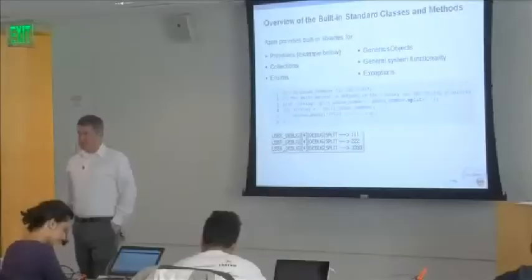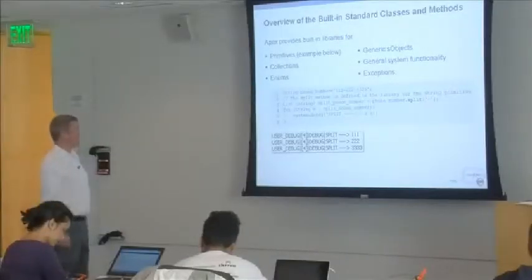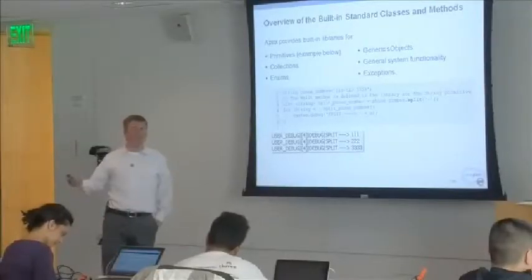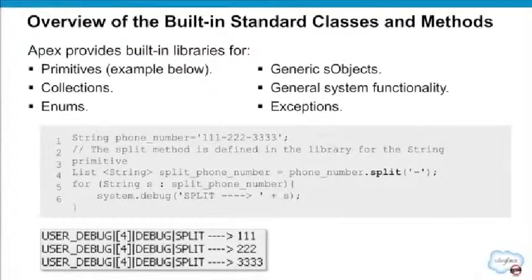Standard libraries. So let's just walk you through some of the basic standard libraries. There are different classes available for things like primitives. So here we can do string manipulation and other types of things with numbers or dates. There are built-in libraries for collections. We've already seen that. Enumerated lists, generic sObjects, already saw that too. And then some system functionality.